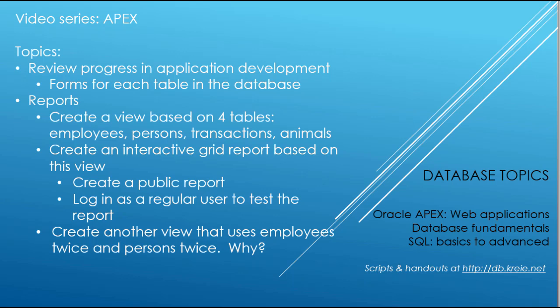Then we'll create another view that uses employees twice and persons twice. Why would we do that? If we want to list supervisors and their contact information along with the employees and their contact information, we have to use each table twice, once as an employee or subordinate and another time as the supervisor. So we'll take a look at how to do that. I'm logged into APEX as a developer.